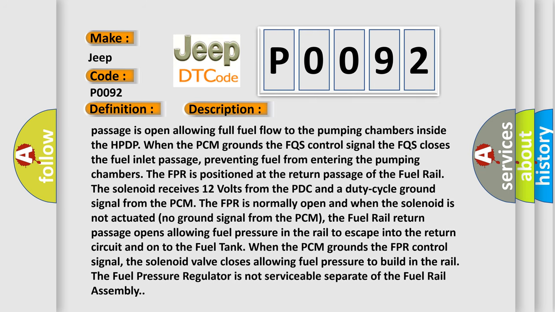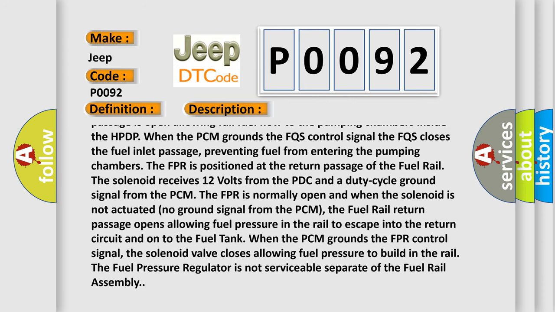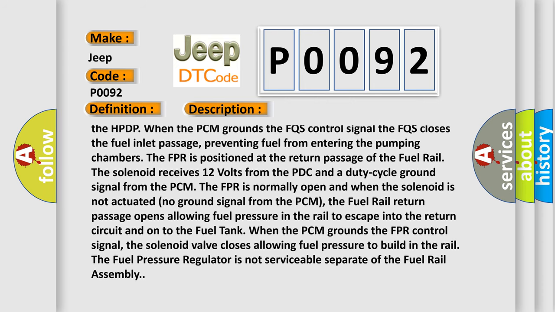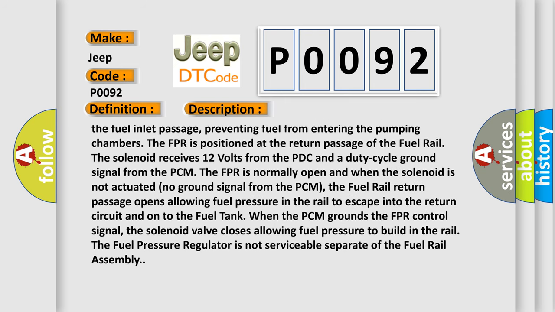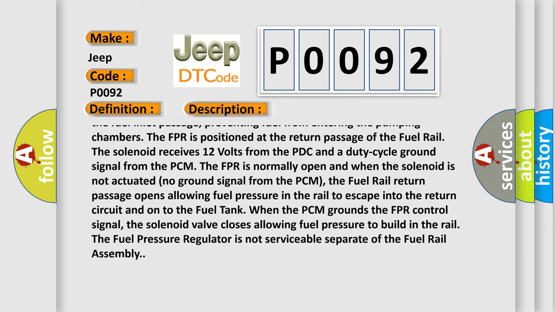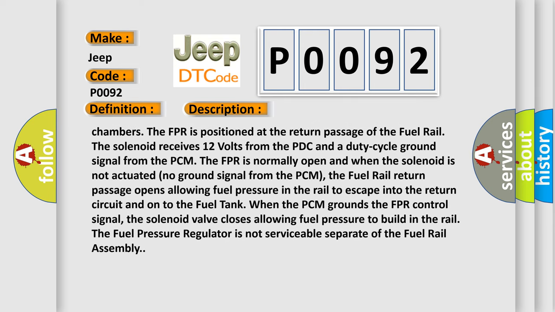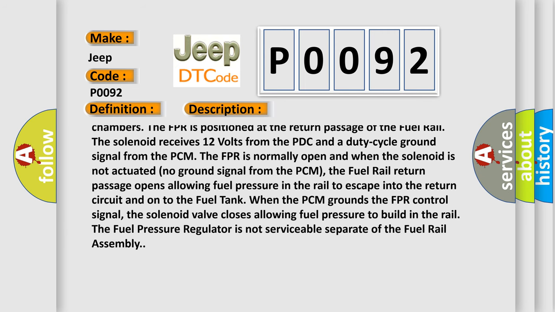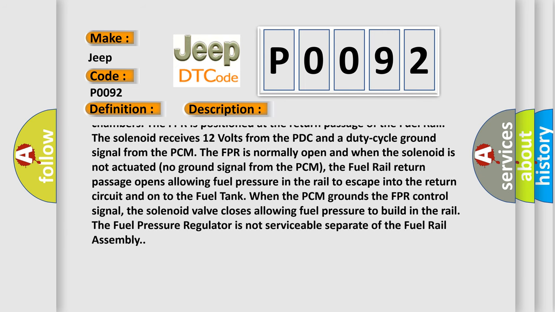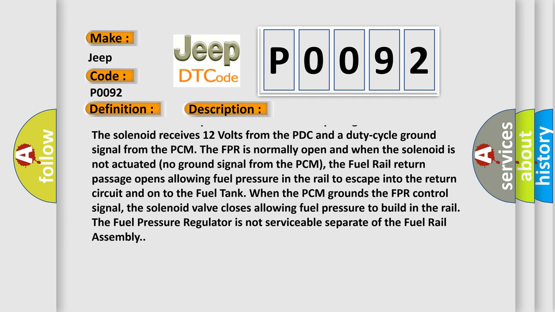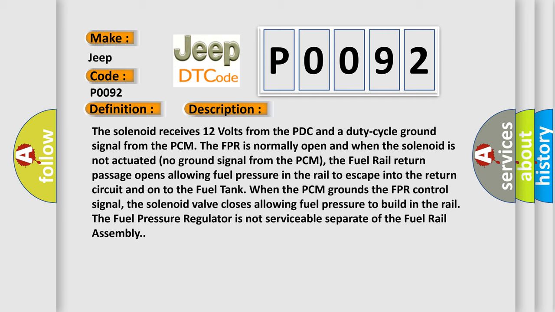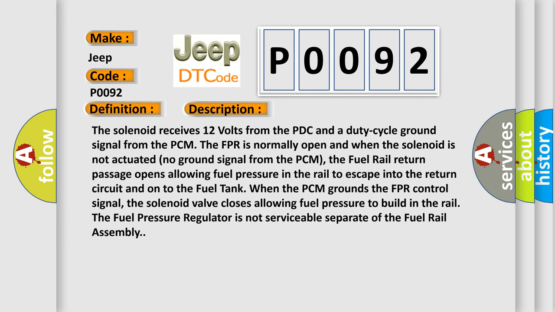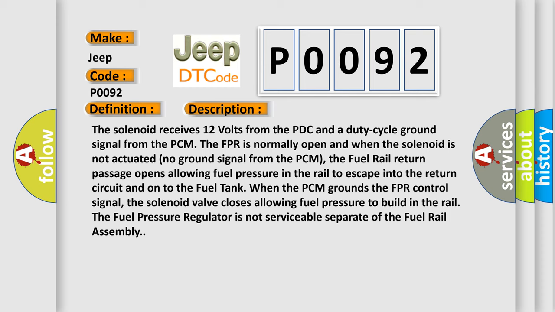The FPR is positioned at the return passage of the fuel rail. The solenoid receives 12 volts from the PDC and a duty cycle ground signal from the PCM. The FPR is normally open, and when the solenoid is not actuated, there is no ground signal from the PCM. The fuel rail return passage opens, allowing fuel pressure in the rail to escape into the return circuit and onto the fuel tank. When the PCM grounds the FPR control signal, the solenoid valve closes, allowing fuel pressure to build in the rail. The fuel pressure regulator is not serviceable separate of the fuel rail assembly.